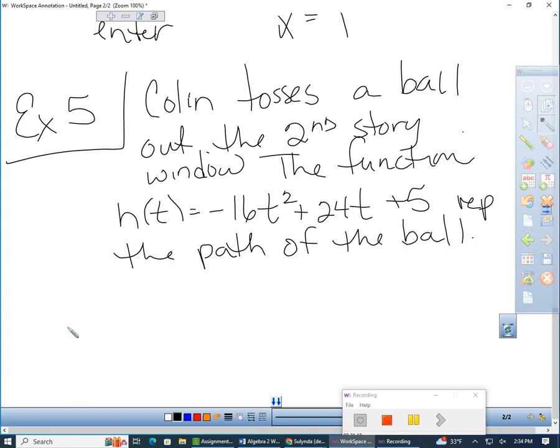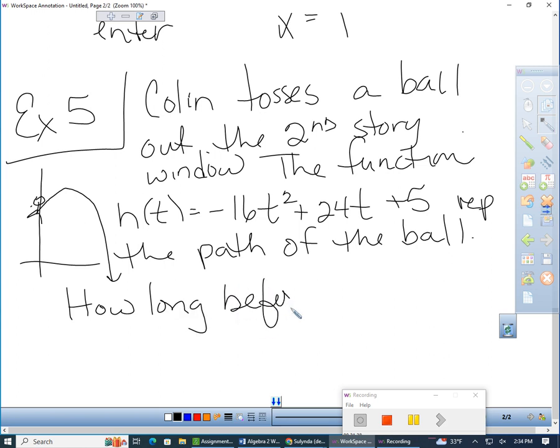All right, so right now, imagine here's Colin up here in the second story window. He tosses a ball, kind of gives it a little loft, and it comes down to the ground. All right? So my question is, how long before the ball hits the ground?